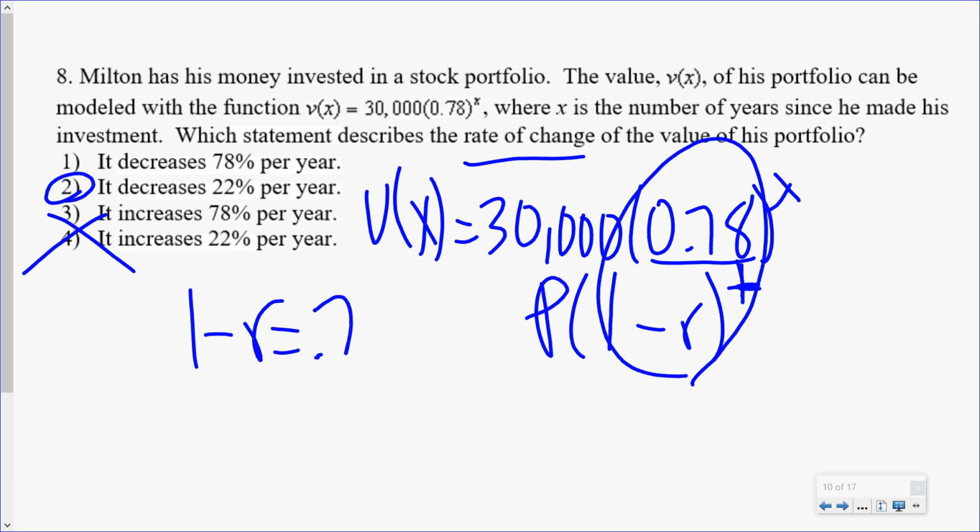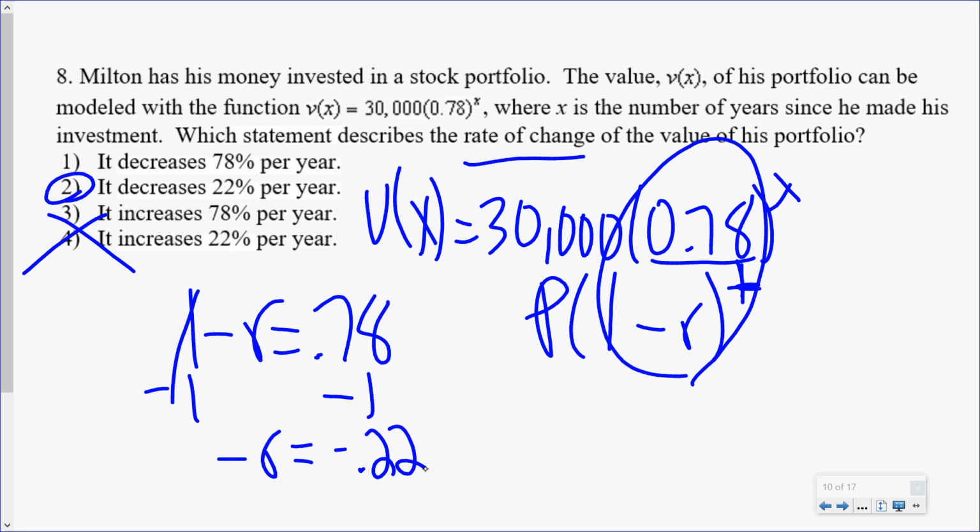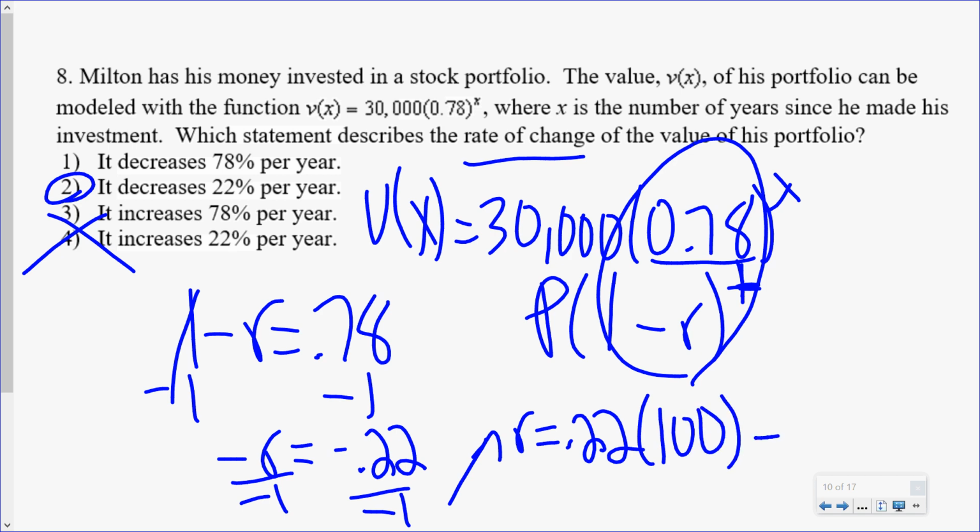Do the algebra. And again, once you have your rate as a decimal, you can multiply it by 100 to get your percent. So again, whatever's in the parentheses is 1 plus or minus the rate. Once you determine what you're adding or subtracting from 1, you just multiply it by 100.